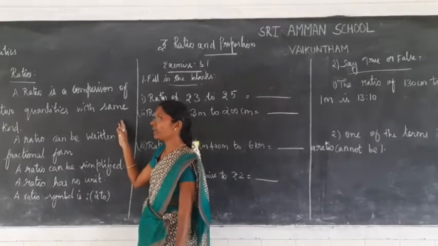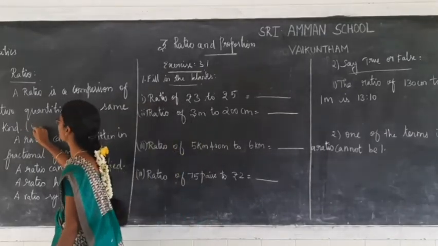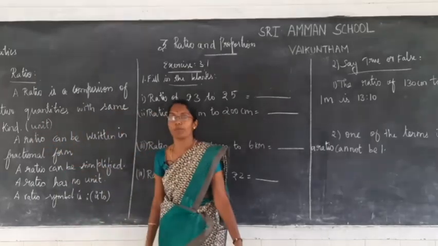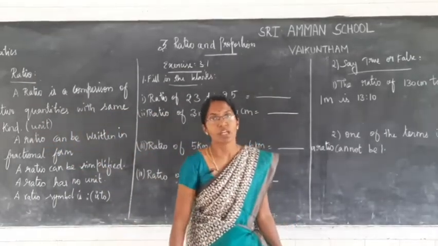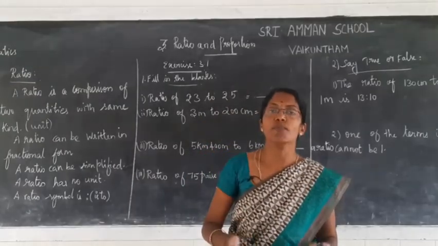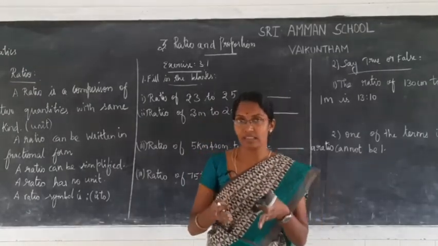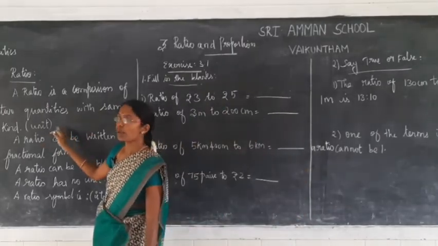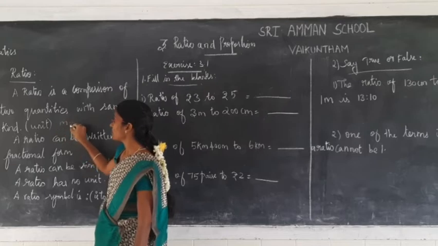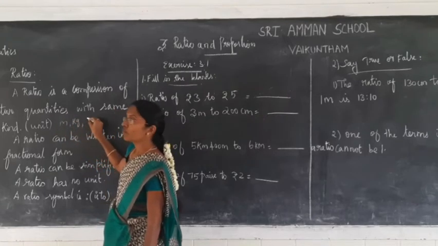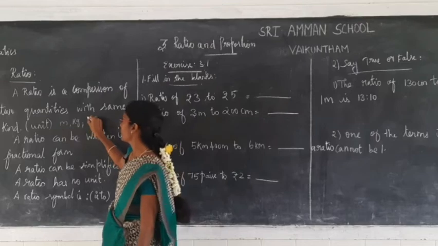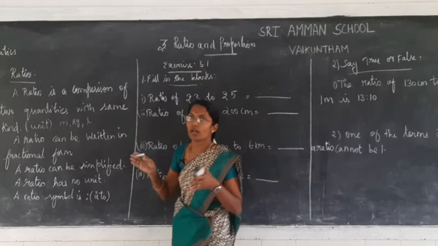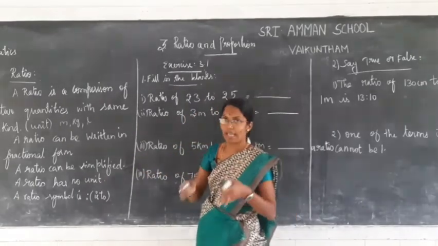So what do you mean by same kind? Same kind is nothing but same unit. So ratio is the comparison of two quantities of the same kind, that is, the same unit. What are my units? Unit is meter, kilogram, liter, like this. Okay, so the two numbers we compare should be of the same kind.